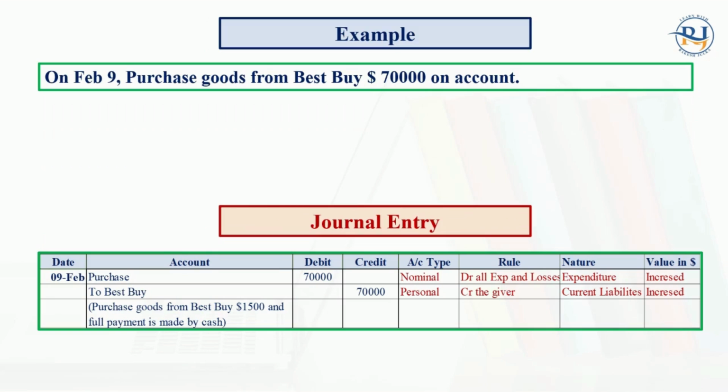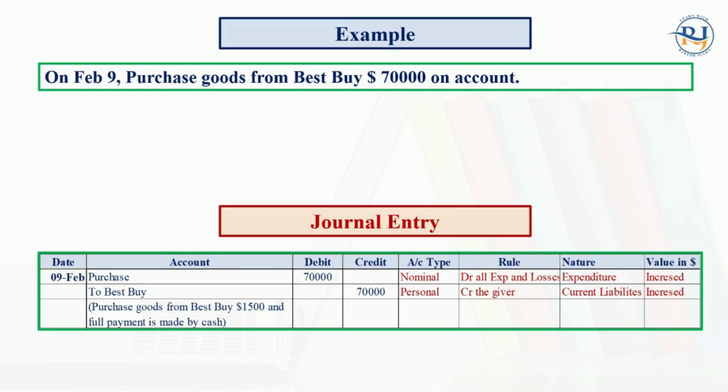Now, the next example is related to when goods are purchased on credit. So, in this example, purchase goods from Best Buy, $70,000 value on account. Account means on credit. It means there is no sign of cash or payment by check. In this case, the name is relevant.